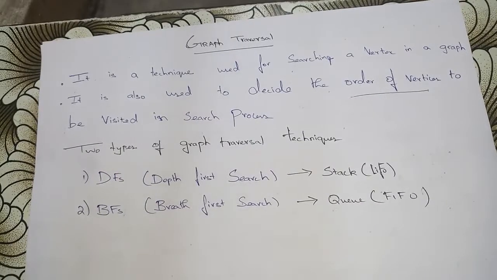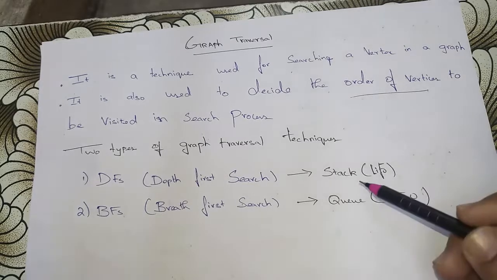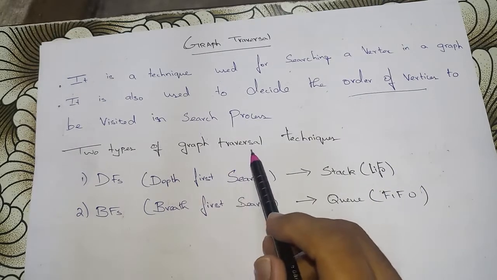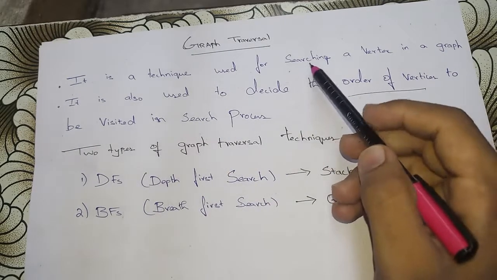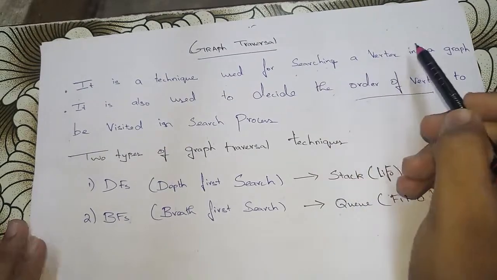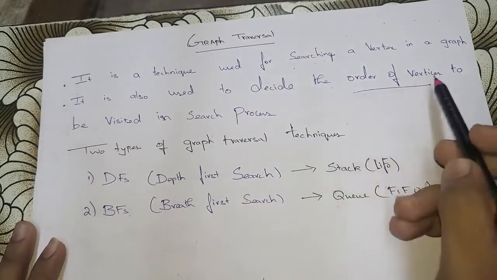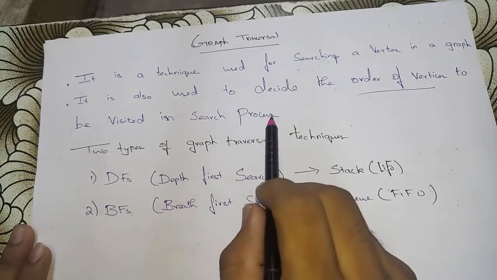Morning. My topic is about depth first search. Before knowing depth first search, we must know what graph traversal is. Graph traversal is a technique used for searching a vertex in a graph. It's also used to decide the order of vertices to be visited in a search process.